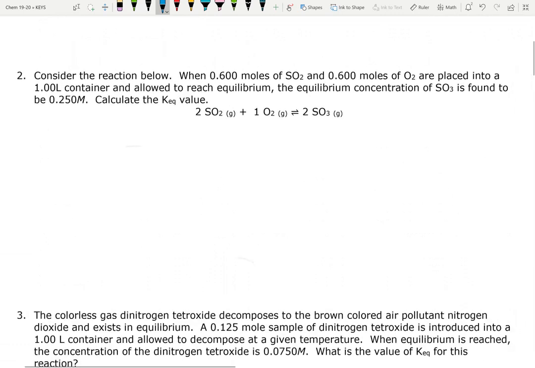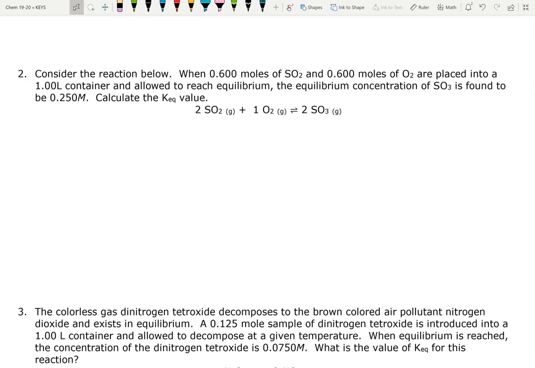Again, this problem sort of suggests the same thing. 0.6 moles of SO2 and 0.6 moles of O2 are placed into a 1 liter container and allowed to reach equilibrium. That's, again, implying sort of a before and after. Those moles were put into a 1 liter container, and then time passed. When you see "and allowed to reach equilibrium," that means time is passing. And then at equilibrium, they tell us, the concentration of SO3 at equilibrium is 0.25. So they're giving us some of the same information as before.